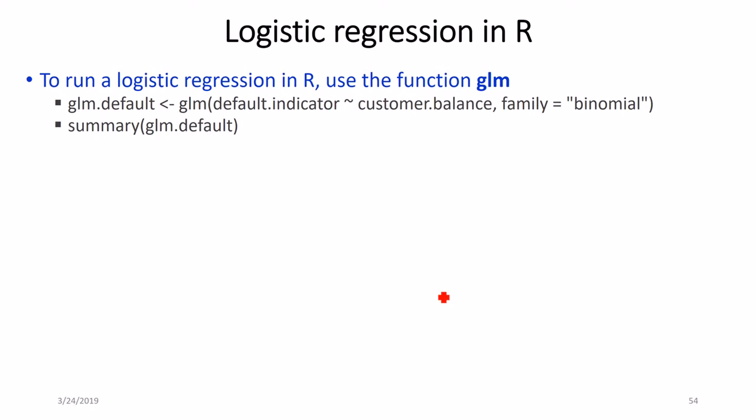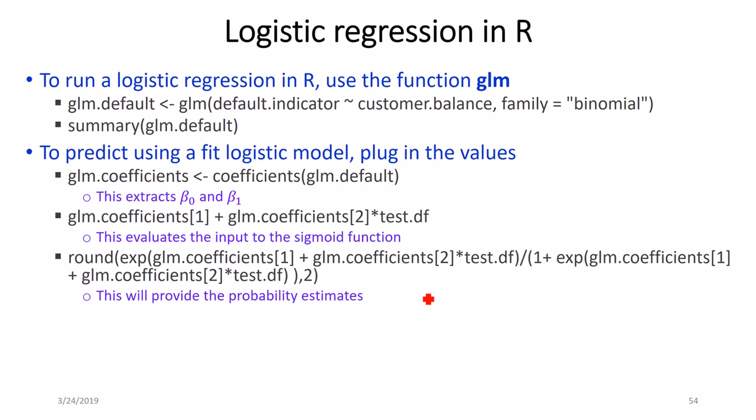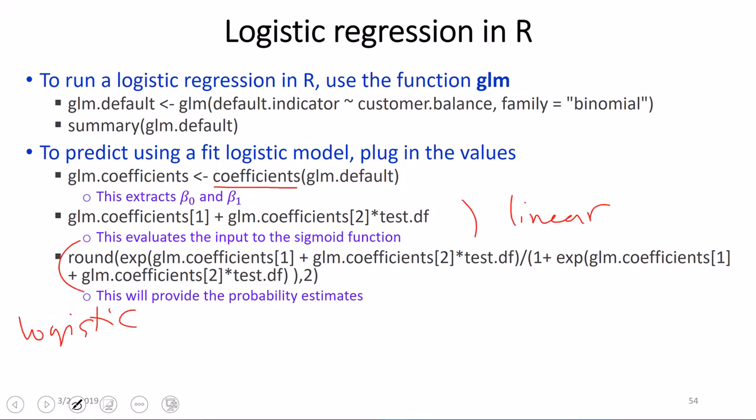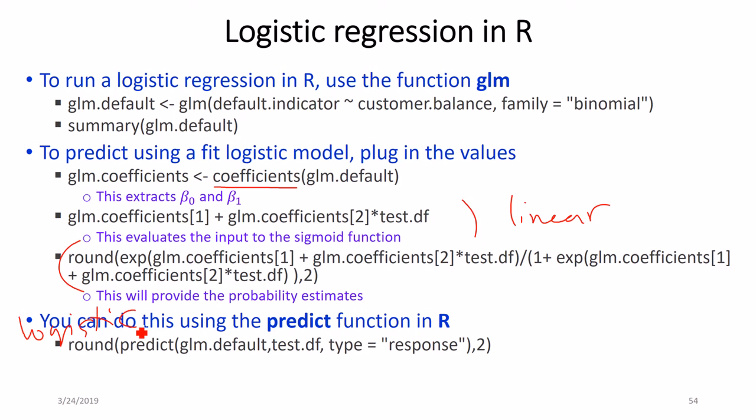To run a logistic regression in R, we use the function glm. And once we have a model, we use the summary function to view the results. Given a fit model, we can predict by just plugging in the values. So first we need to extract the coefficients using the coefficients function. Then we can either predict for the linear regression model or the logistic regression model. We can also just use the predict function in R.